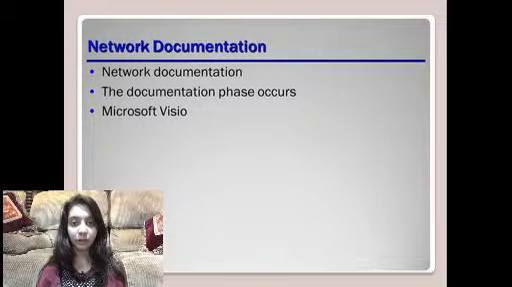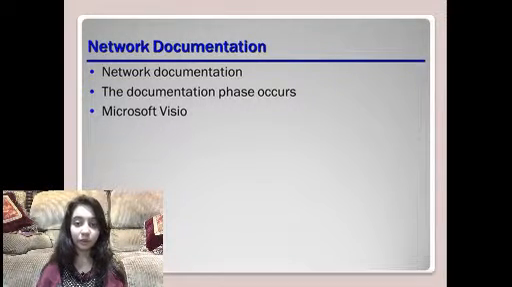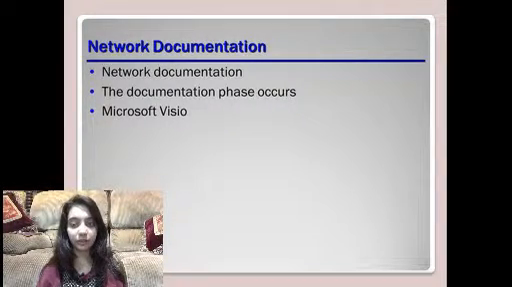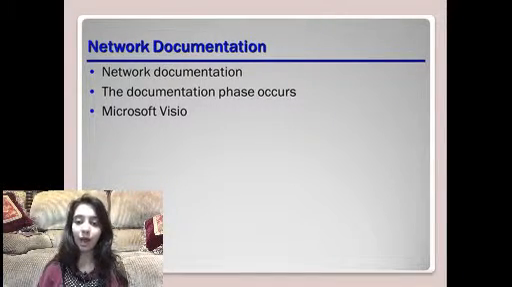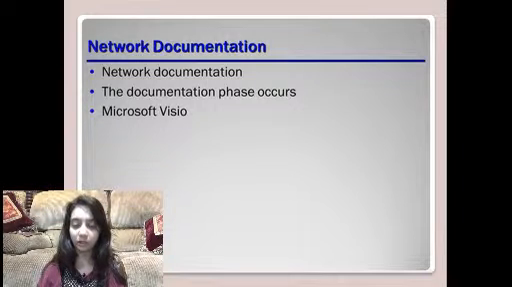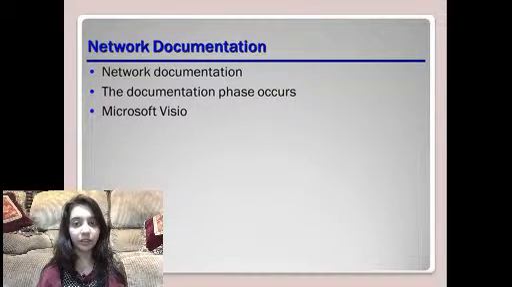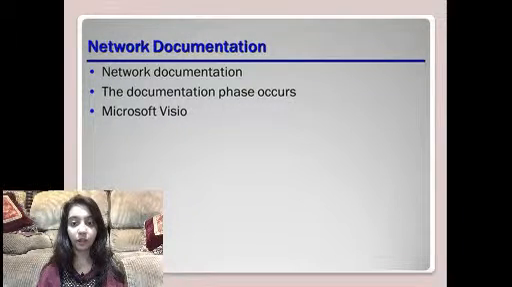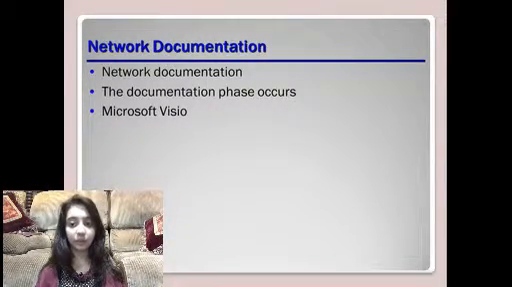Network documentation. In order to understand LANs better, it helps to write out the structure of a LAN, in other words, to document it. Network documentation is any information that helps describe, define, and otherwise explain how computers are connected in a physical and logical way. The documentation phase occurs before a network is built, as well as whenever changes or additions are made to the network. Microsoft Visio is a common tool used for network documentation.